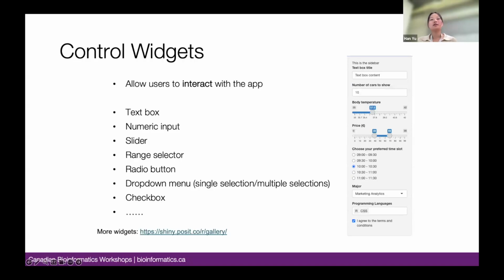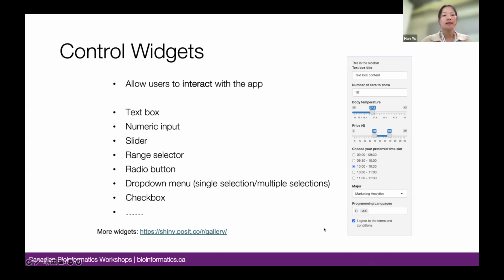So the last component of Shiny I'd like to introduce is the control widgets. To make a Shiny app fully interactive, we use control widgets that let users input values, select options, and manipulate data dynamically. Shiny provides a wide range of input controls, like the text box, numerical input, slider, and some other things.